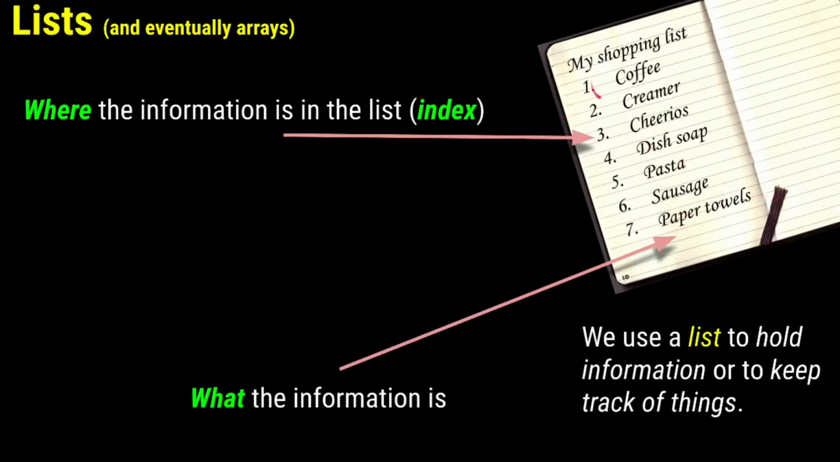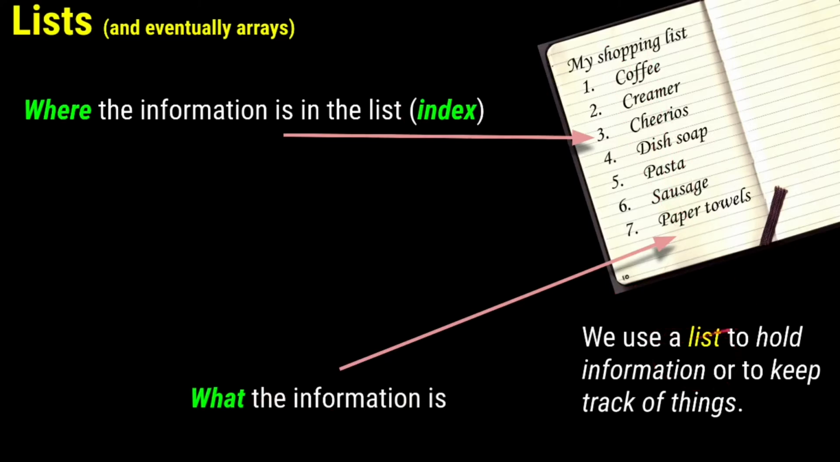This number right here, 1, 2, 3, 4, 5, tells you where the information is located, whether it's the first place, second place, third place. This is called the index. And you're going to hear me using the word index throughout this lecture. What the information is, is the value that is stored in that index.